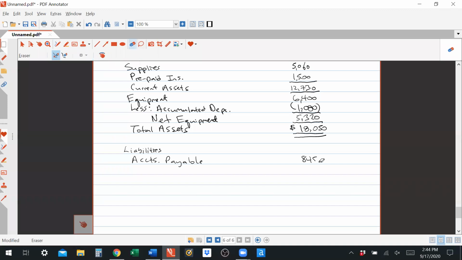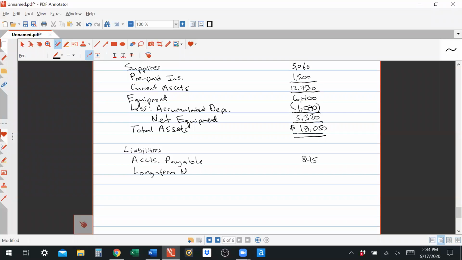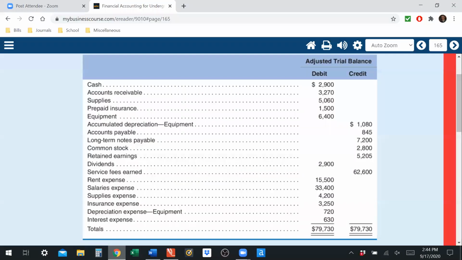Usually you would have current liabilities and total current, but there's only one of them, so you don't have to do all that. Accounts payable, and then long-term notes payable. Notes payable usually is long-term, but there are some notes that are short-term, like if the bank forces you to pay the loan back in less than a year, then it's a short-term liability. The year is the deciding thing, year or less. And then we have 7,200.